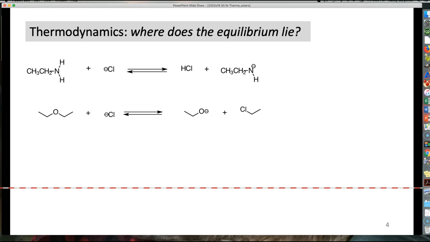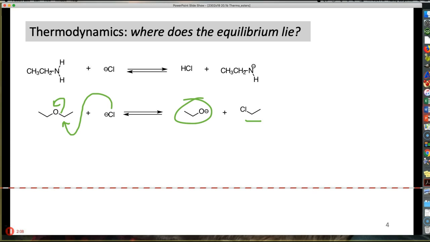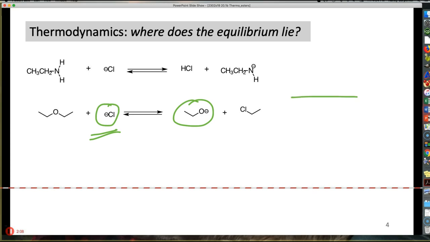Similarly, when we looked at the SN2 reaction, we could draw a mechanism that kind of looks good. I can kick out this leaving group to make this substitution product. But again, looking at the stability of Cl- versus O-, that's much more stable. So again, the equilibrium lies to the left. This is not a favorable reaction.